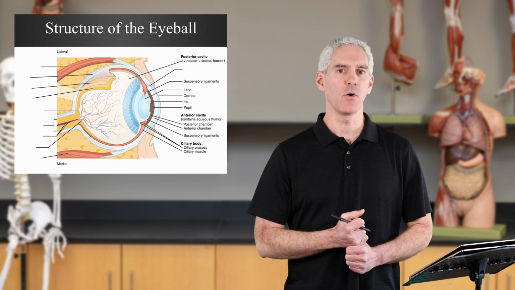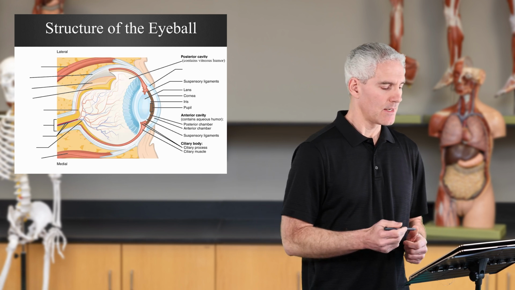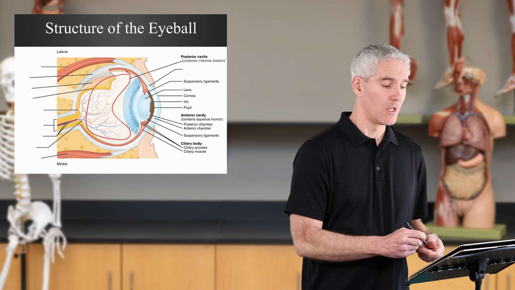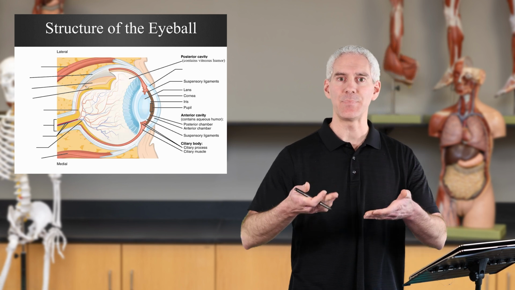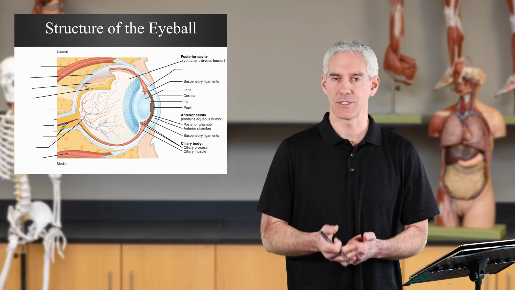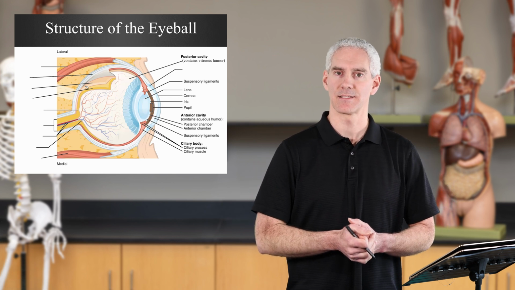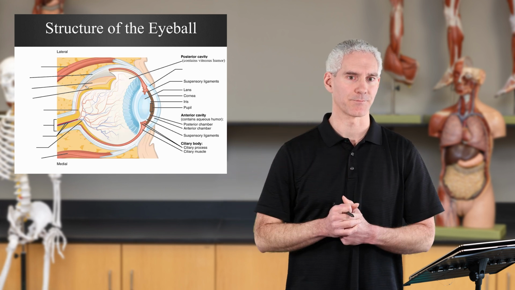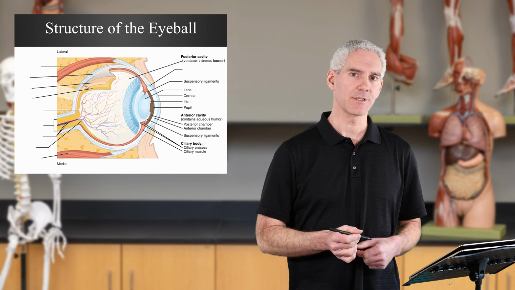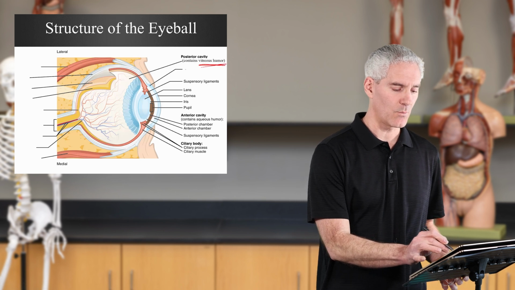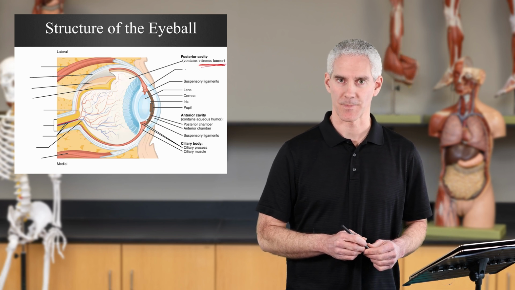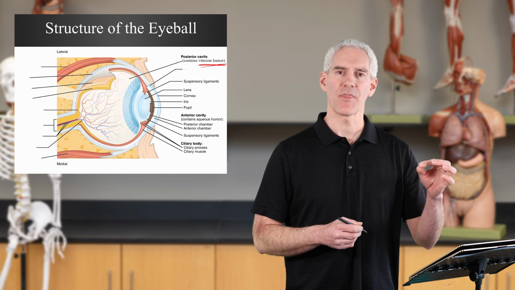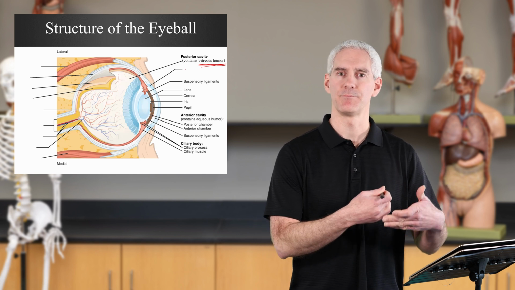We then have the posterior cavity. Now the posterior cavity is everything back here. It's pretty much everything behind or posterior to the actual eye lens itself. So once you get past that lens, it's this whole open space. Now the posterior cavity is filled with vitreous humor. It's kind of a water-like solution, but it's a little bit thicker. Think more towards the lines of mucus level.